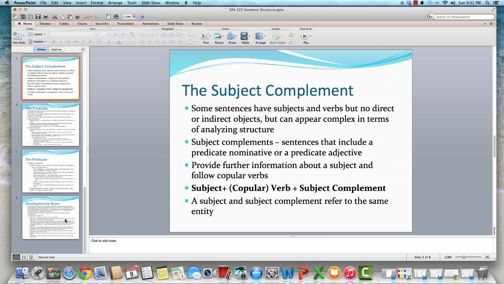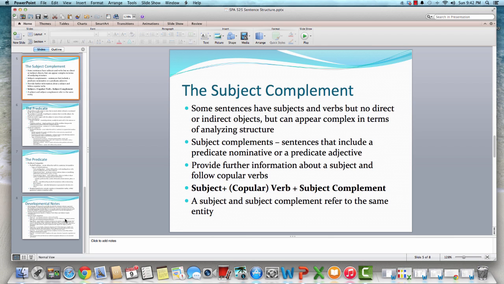So, the subject complement. Some sentences have subjects and verbs, but no direct or indirect objects, but they can appear complex in terms of analyzing their structure. So this is where it falls into subject complements, sentences that include a predicate nominative or a predicate adjective. They provide further information about a subject and follow copular verbs. So you have the subject, the copular verb, and then the subject complement, which is complementing the subject. It's providing more information about the subject.